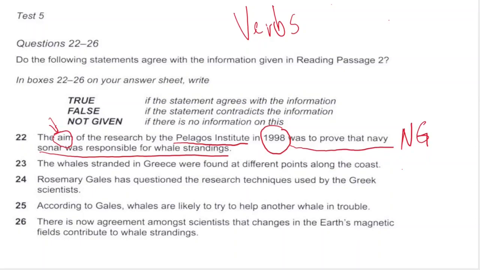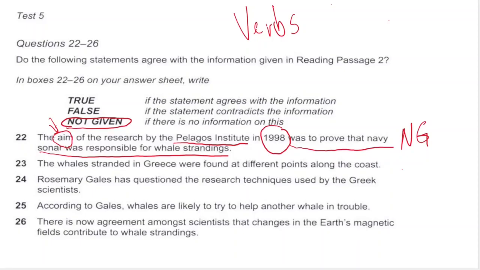So I'm only going to write abbreviations here, but in the exam, try to write not given as you see it here. Don't write NG or T for true and F for false. In the answer sheet, write not given. So the aim of the research is not mentioned in the text, so the answer is not given. Now let's move on to question number 23.